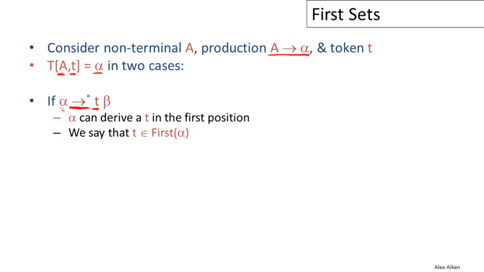So in this situation, when alpha can generate a T in the first position, we say that T is an element of the first of alpha. T is one of the things, there may be more things, but T is at least one of the things that alpha can produce in the very first position. One of the terminals, I should say, that alpha can produce in the very first position.